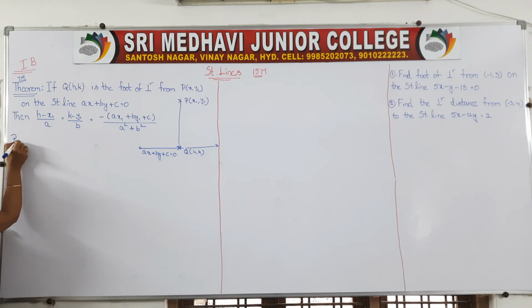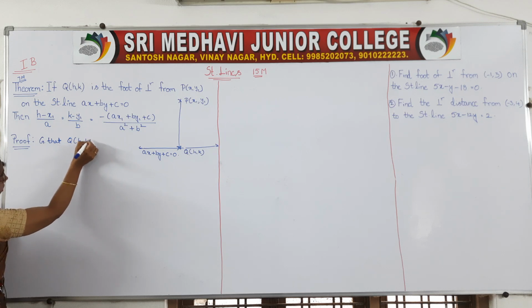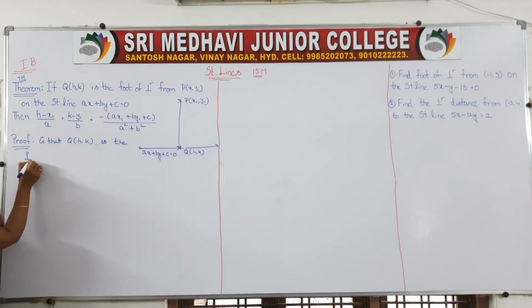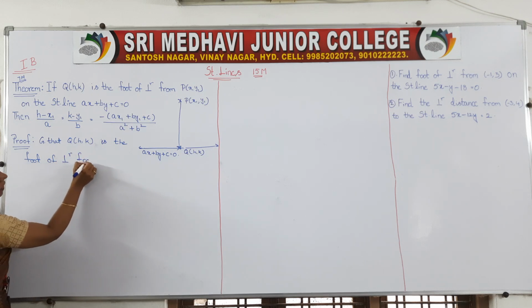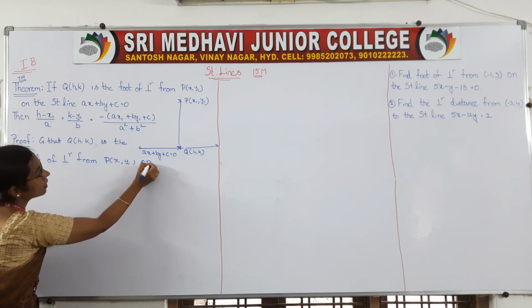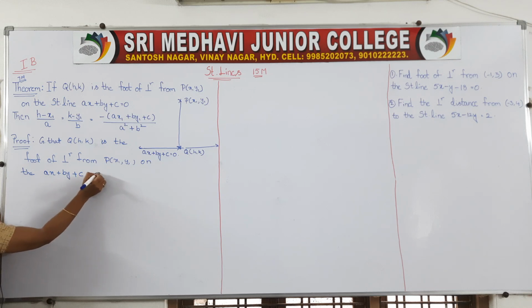Be attentive while this proof is going on. We have to write it for the theorem. We will start with the proof. So what is the given information to us? Given that Q(h, k) is the foot of the perpendicular from which point? From P(x1, y1) on the line. Which line? On the line ax + by + c = 0.